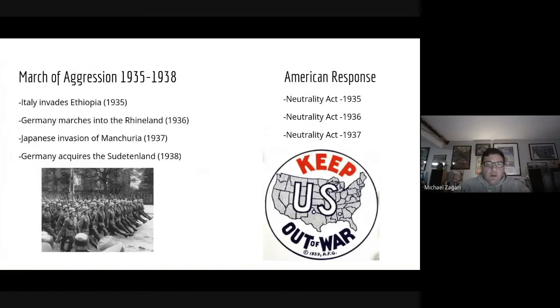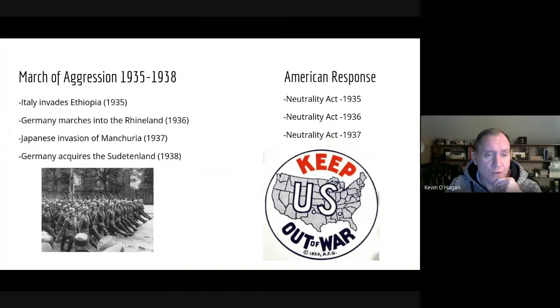Okay. All right, let's go on with the march. Okay, so you see on the left-hand side there all of these different events that are taking place in the era. Each one of these actions by these fascist totalitarian governments, whether it's the Italians or the Germans or the Japanese, every one of them has a response from America, right? And we call them the Neutrality Acts, the Neutrality Act of 35, 36, 37.